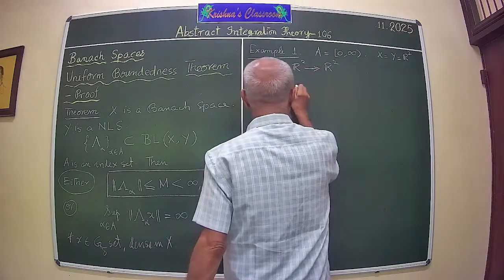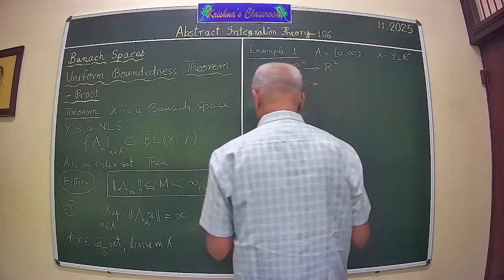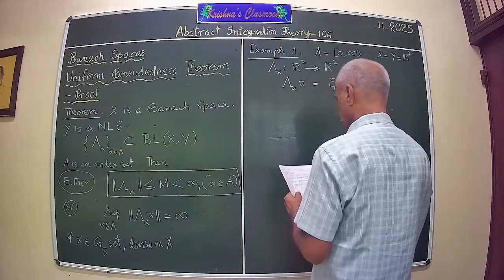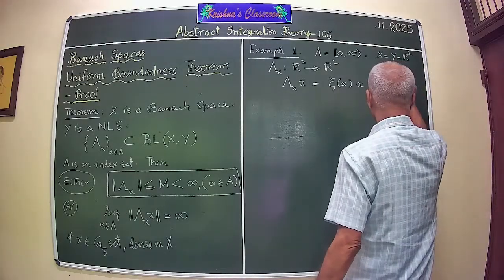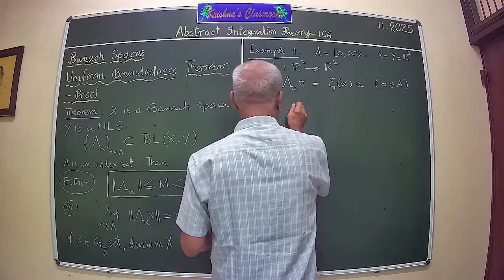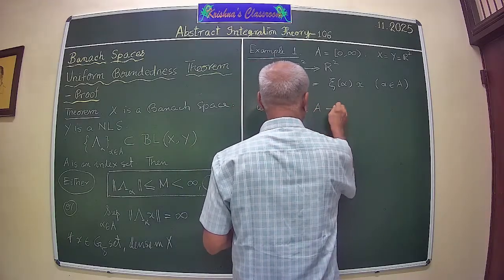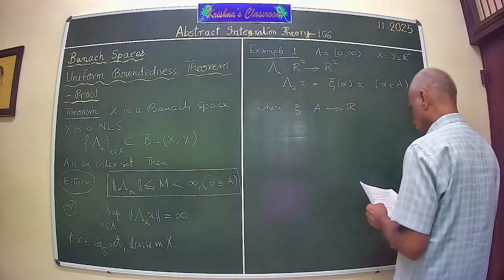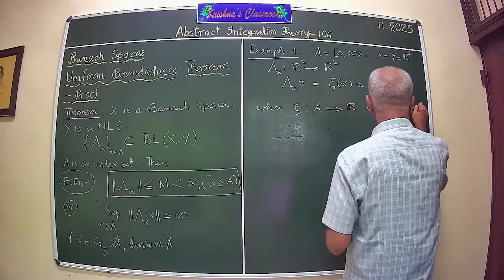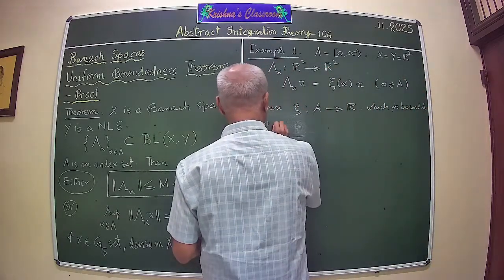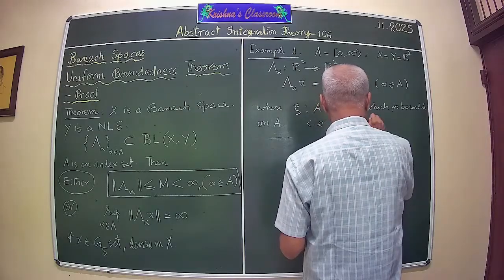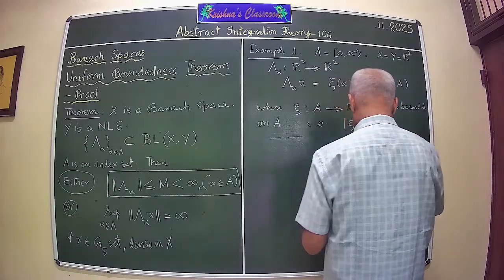Define it as lambda alpha x equal to psi alpha times x, where psi is a function from A to R, and we assume that it is bounded on A, that is, less than M.